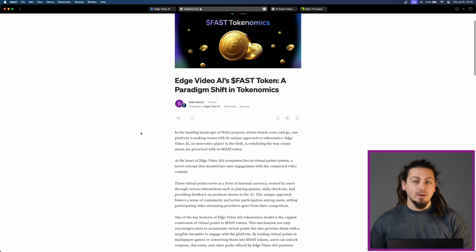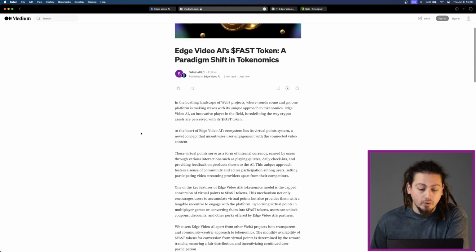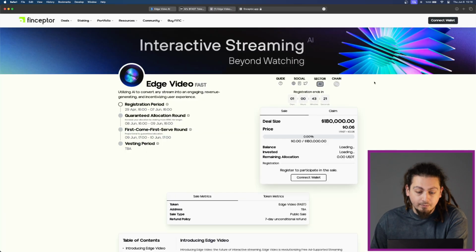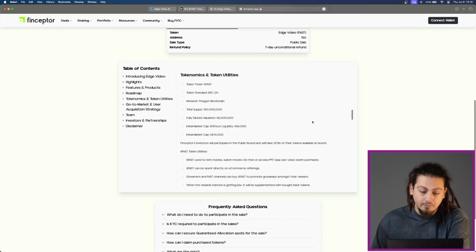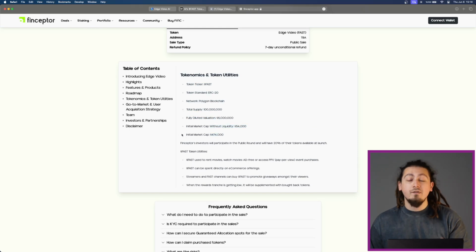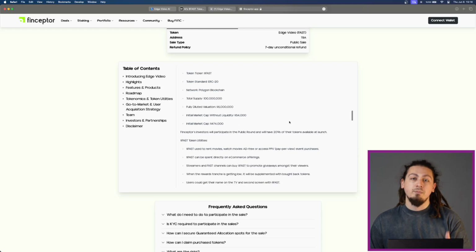In terms of tokenomics, they are on ERC20 and on the Polygon blockchain, and their total supply is 100 million. Fully diluted valuation is $6 million, and their initial market cap is just $54,000, which is very low and open for big growth.